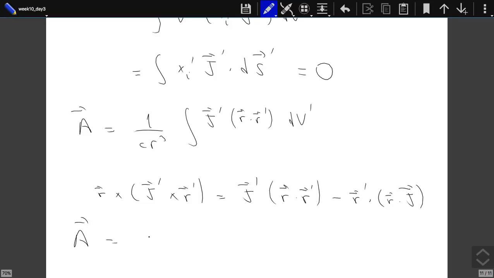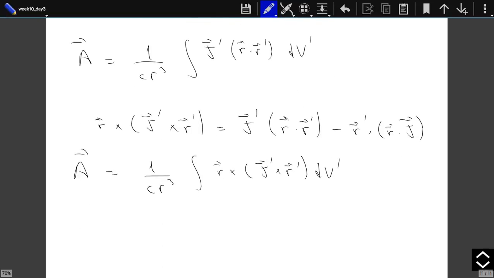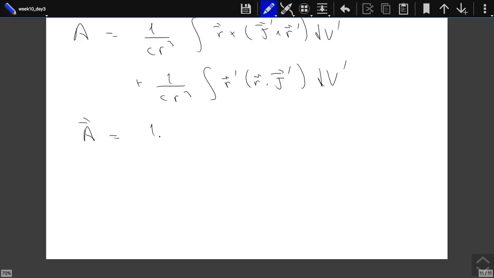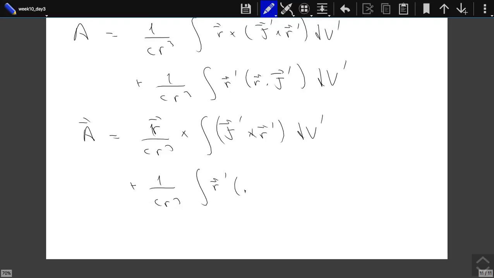So the vector potential, now I can write it as 1 over cR cubed, no, sorry, this is minus, yes, of R cross (J prime cross R prime) dV prime, plus 1 over cR cubed, R prime times (R dot J prime) dV prime, which is equal to 1 over cR cubed R cross the integral of J prime cross R prime dV prime plus 1 over cR cubed R prime (R dot J prime) dV prime.